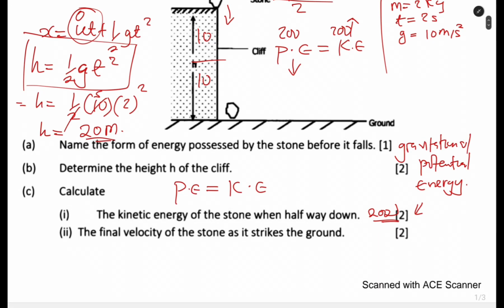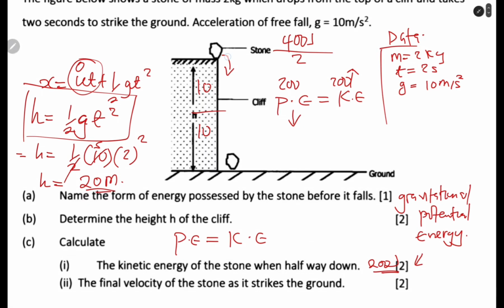Then find the velocity of the stone as it strikes the ground. Now, sometimes you are going to find questions that say immediately before it strikes the ground. So as this stone moves coming down here, its velocity continues increasing, and the stone has maximum velocity before it reaches the ground. Immediately before it hits the ground.